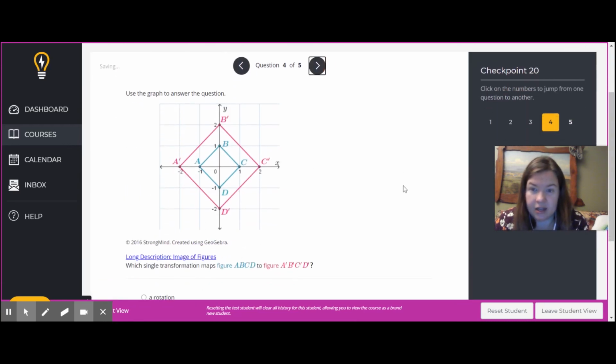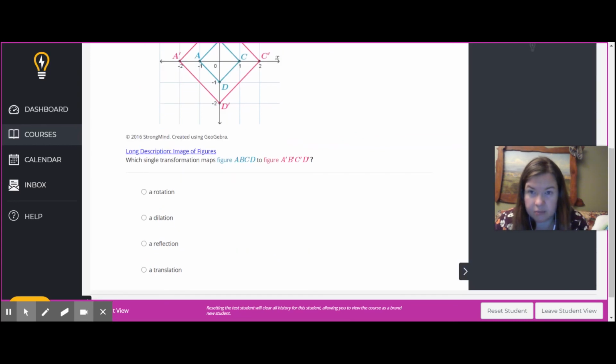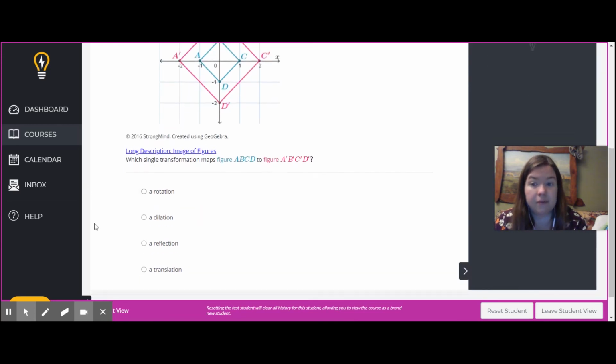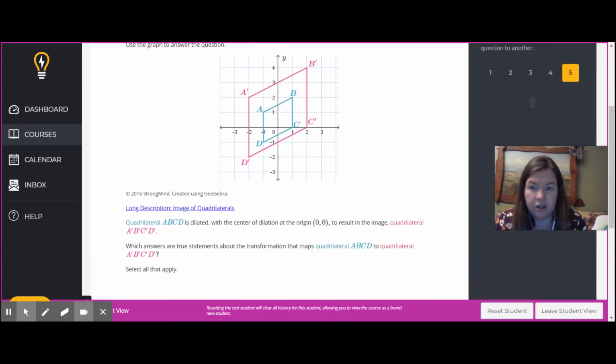Okay, and then, to get from the smaller one to the big one, it looks to me like all the A's and the A primes and the B and B prime all line up. So the only thing that happened was a dilation centered at the origin, because it grew from the origin.